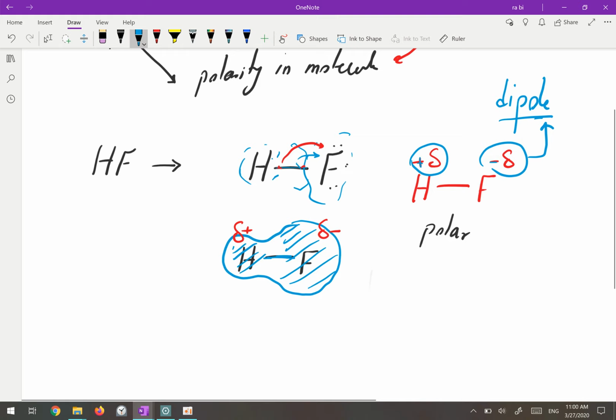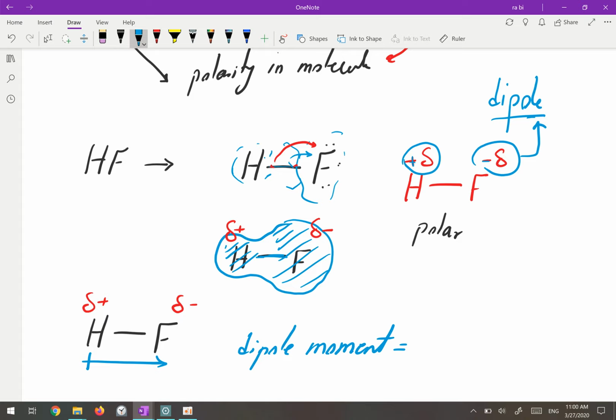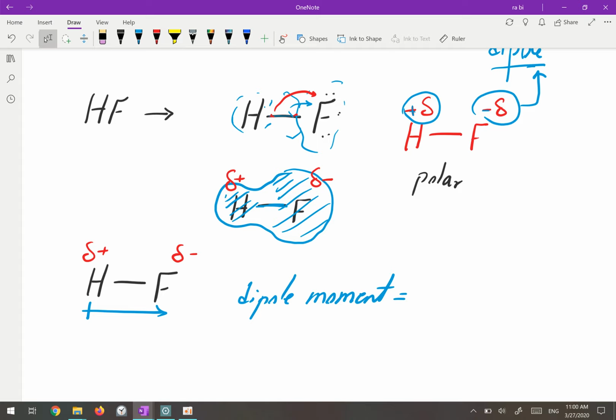Dipole is usually shown by a vector. If we have HF, we know that here is partially positive and here is partially negative. To show that it has the dipole, we show it by a vector. The vector starts from the positive and goes toward the negative area. This is called the dipole moment. This term is not available in your book, but it's good to know, because we will use this concept later on.